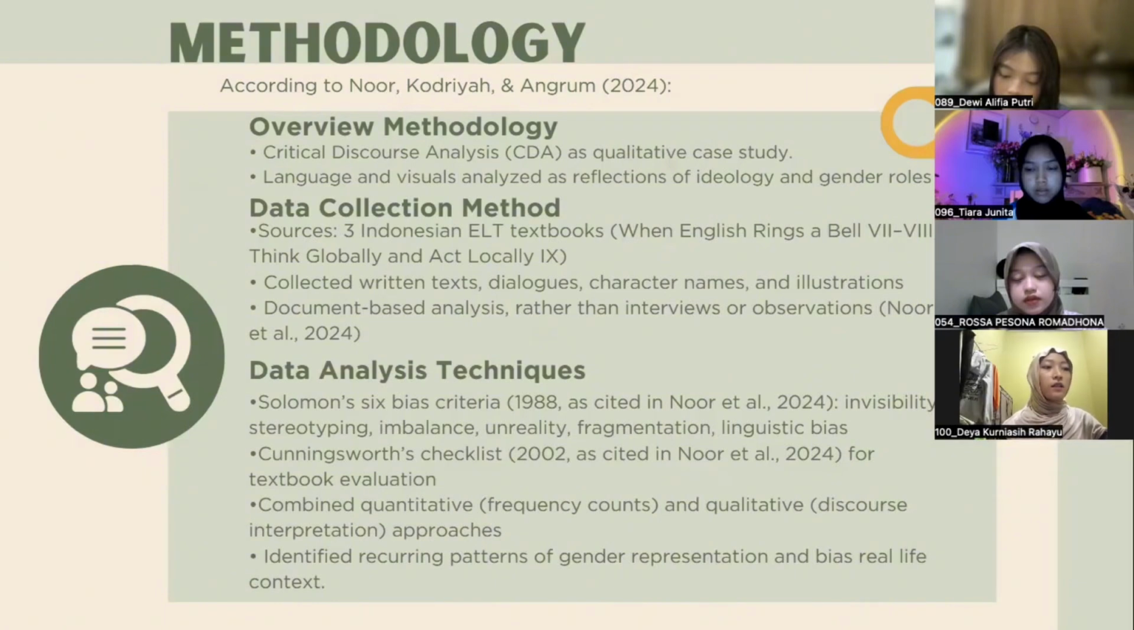The researchers then combined quantitative counts, such as how many times male and female characters appeared, with qualitative discourse interpretation, which looks at the roles and activities assigned to each gender. Through this method, the study was able to uncover patterns of bias and highlight how textbooks may reinforce or challenge gender equality. And that's all I can say. The next material will be delivered by Rossa, please.